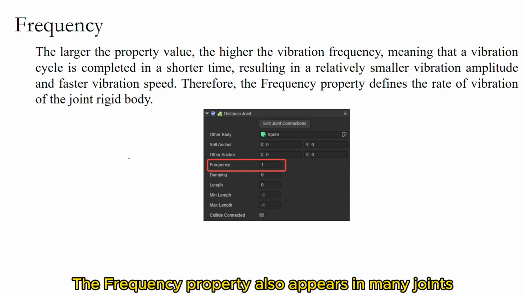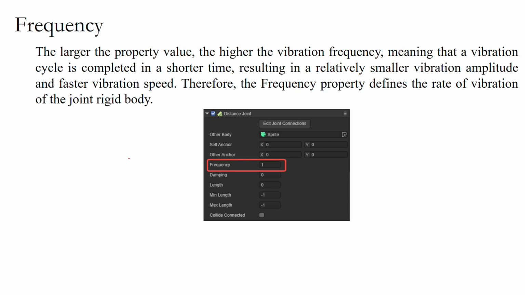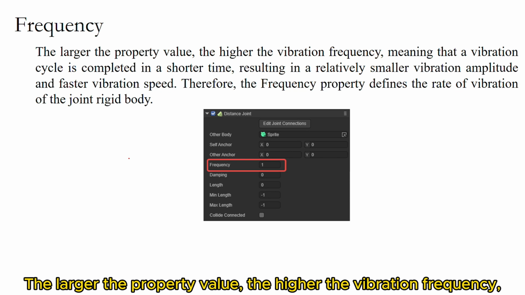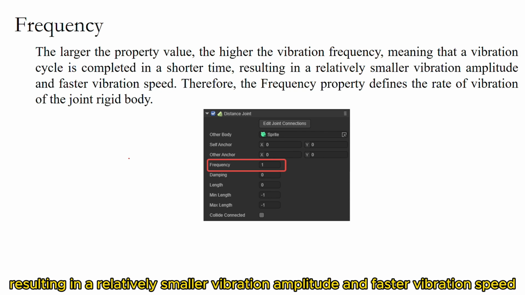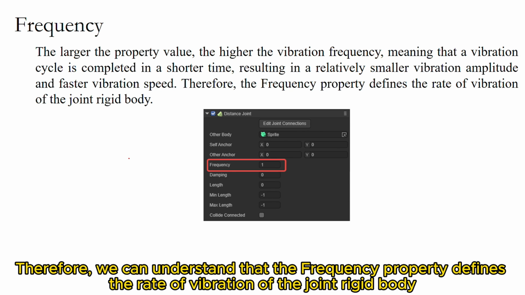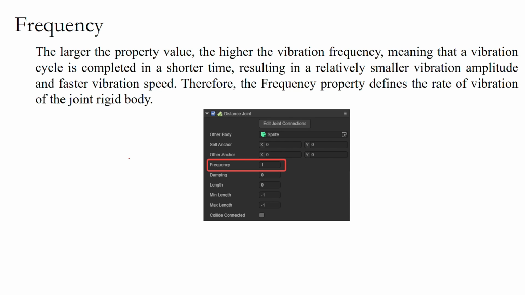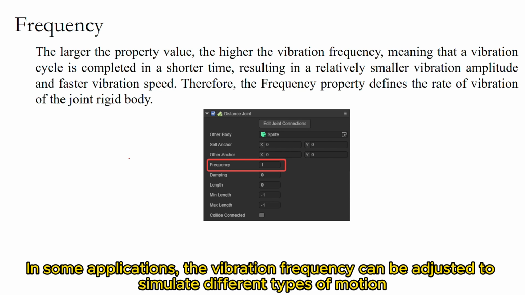The frequency property also appears in many joints. The larger the property value, the higher the vibration frequency, meaning that a vibration cycle is completed in a shorter time, resulting in a relatively smaller vibration amplitude and faster vibration speed. Therefore, we can understand that the frequency property defines the rate of vibration of the joint rigid body. In some applications, the vibration frequency can be adjusted to simulate different types of motion.